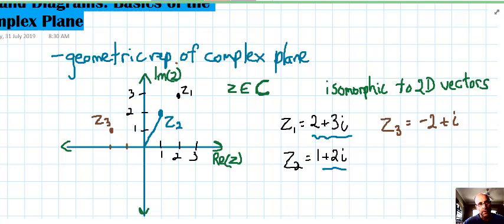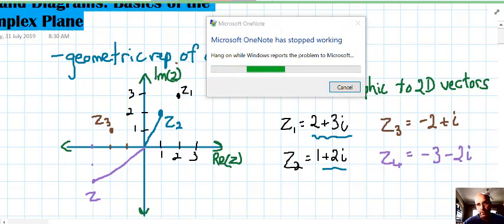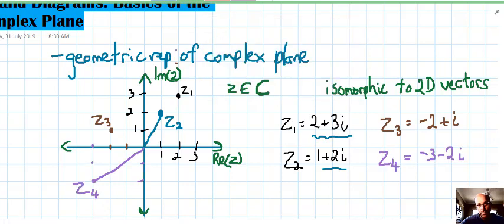Let's do one last one, and we'll put it in the line format. So z4, let's use the only quadrant we haven't used yet. Let's say we've got negative 3 minus 2i. So negative 3 minus 2i there, and that would be z4 in the line format. It should be a straight line. Okay, z4 as such.